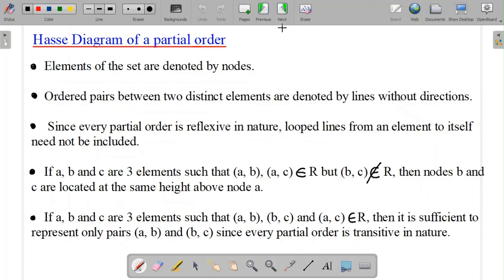And if we have three elements such that AB, AC are in R, but BC is not in R, then B and C are located at the same height above node A. Similarly, if A, B, C are three elements such that AB, BC, and AC are in R, then it is sufficient to represent only AB and BC because the partial order is transitive in nature.